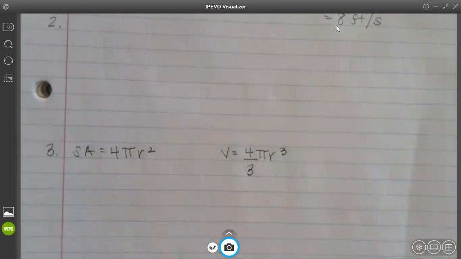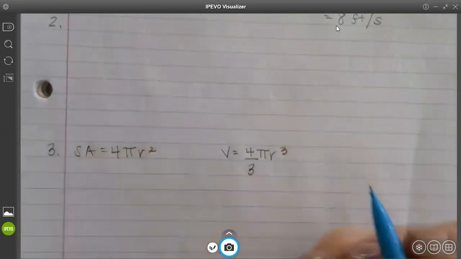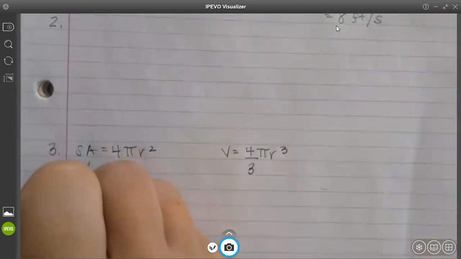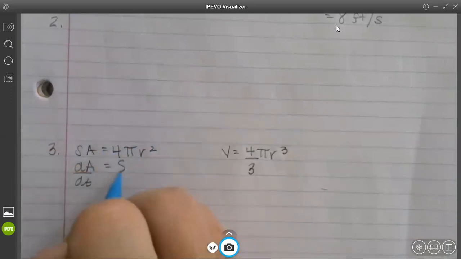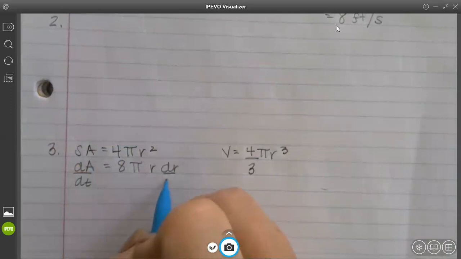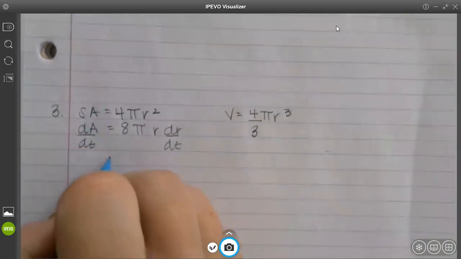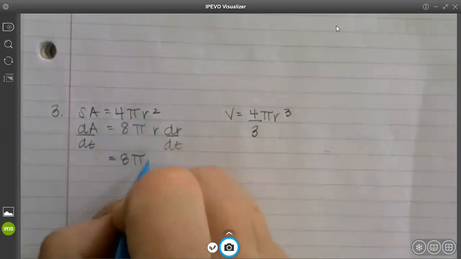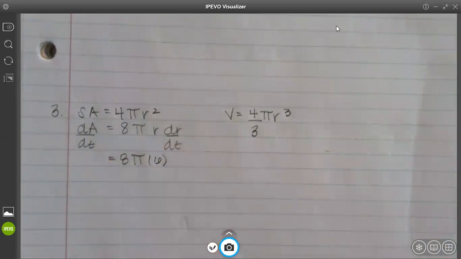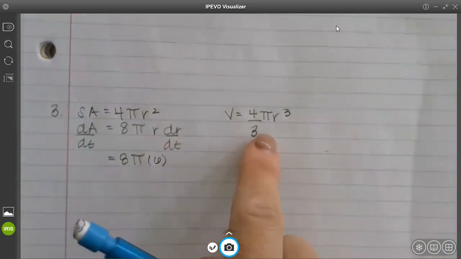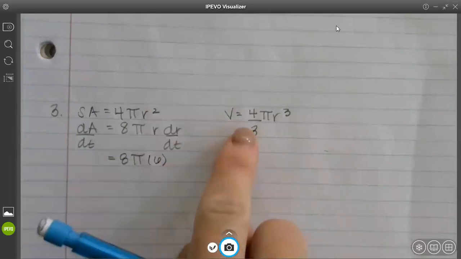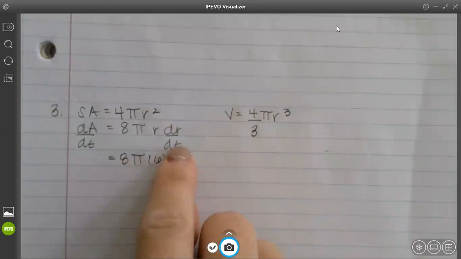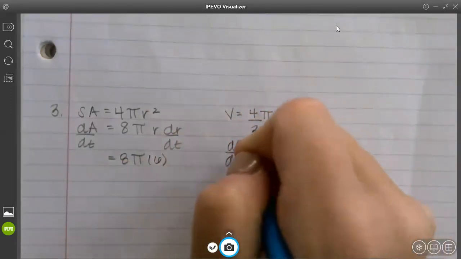What are we looking for? So this is the one we're going to derive. So derive it. Hold on. 8 pi r dr over dt. Do we know r? Do we know dr over dt? Yes or no? No. So we've yet to use this formula, right? Yeah. That's what we're looking for out of that formula. So what do I need to do to this formula to be able to get a dr dt? Derive it too. What else do I know from the problem?